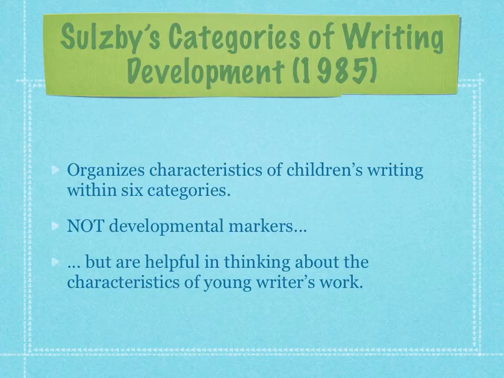Now, it's important to note that these are not developmental markers. In other words, it's not a checklist, right? It's a cluster of characteristics that tend to gravitate during particular developmental moments, right? So if something is missing, when we start talking about some of these categories, that doesn't necessarily mean a child is behind or ahead, etc.